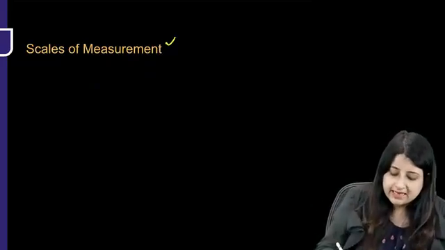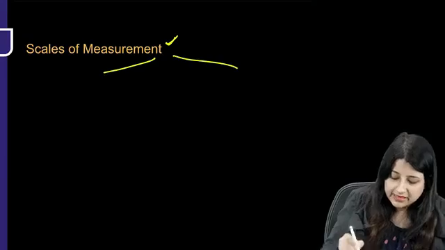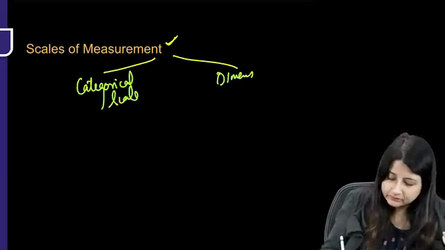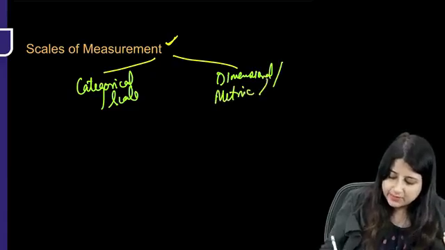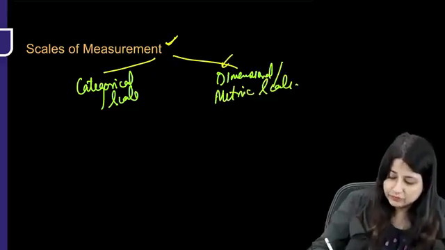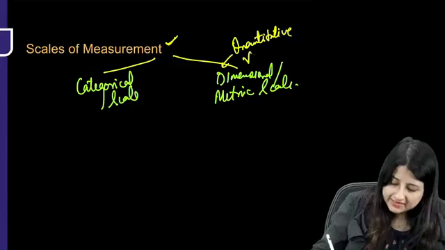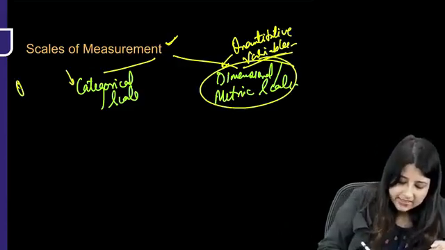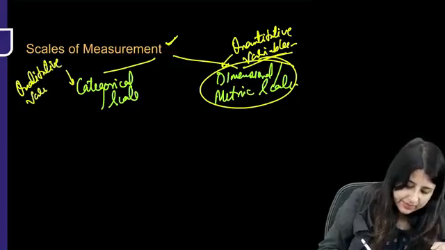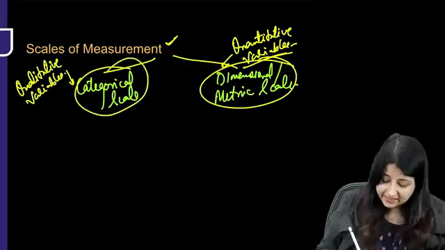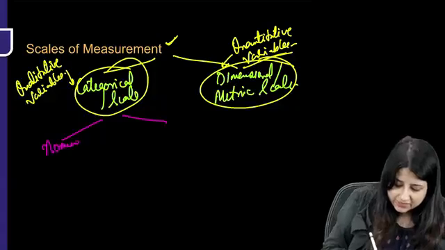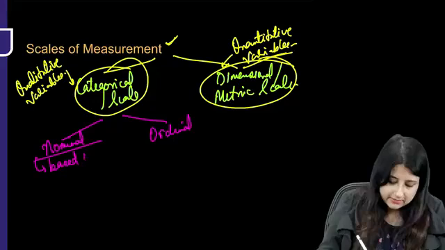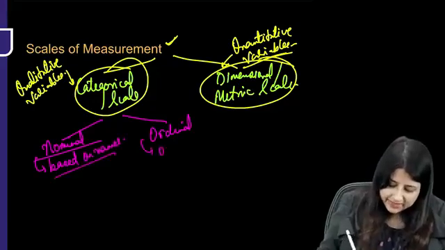Okay? Now, all these variables can be expressed in different scales of measurement. Okay? Broadly, the scale of measurement is categorized into categorical scale and dimensional/metric scale. Now remember one thing, dimensional/metric, as the name sounds, is used to express all the quantitative variables. All the qualitative variables will be expressed via a categorical scale. In the categorical scale, we further divide it into two. One is a nominal scale and one is an ordinal scale. Now, as the name suggests, nominal scale is based on names, and ordinal is based on order.